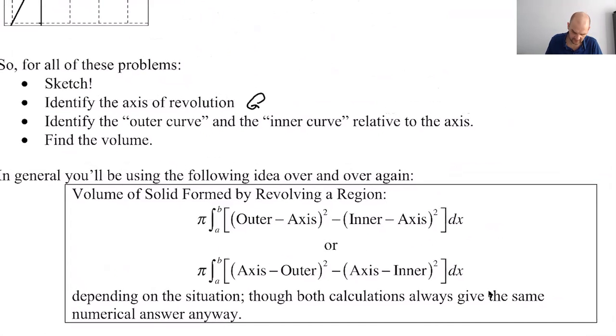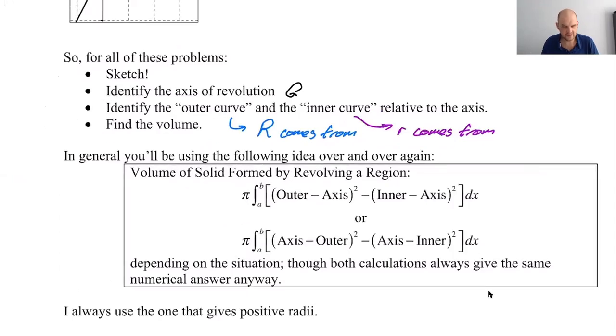The outer curve is going to be big R. Well, okay, the outer curve isn't really big R, but that's where big R comes from. So I'm going to say it comes from. And then the inner curve is where little r comes from. Okay, and then once you have those, you're going to find the volume.